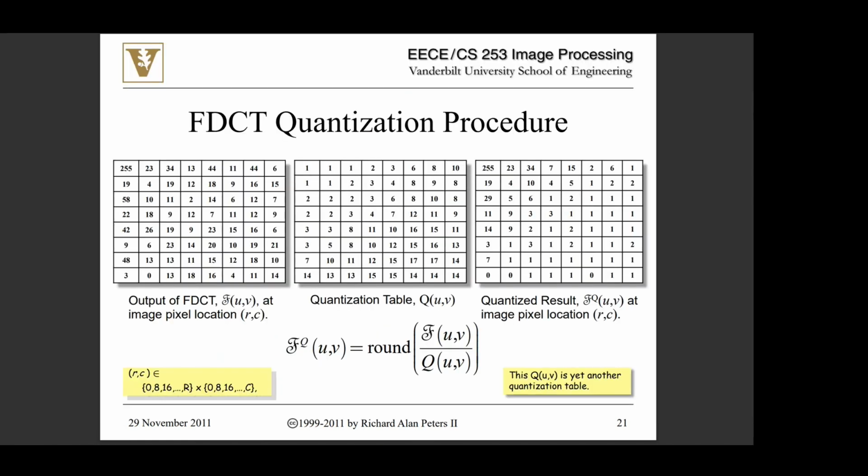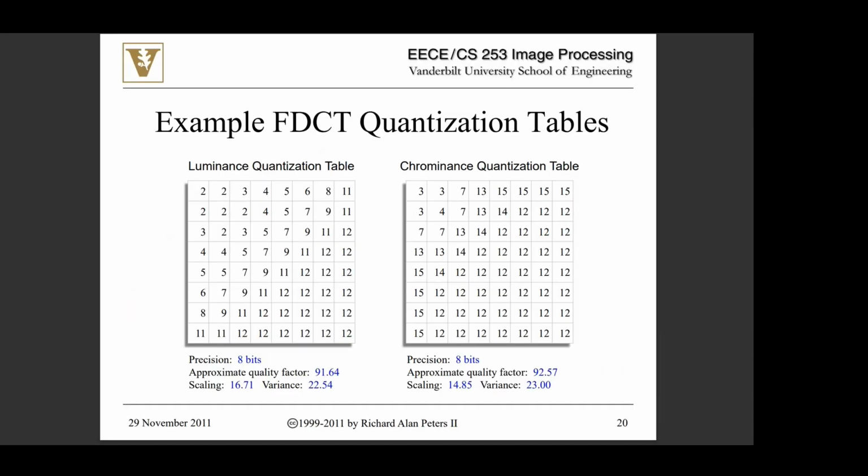But we will not divide by 2. We will divide by this table. So some of the coefficients we will divide by 2, but some other coefficients we will divide by 12. That means that here we are saving 1 bit, here we're saving between 3 and 4 bits, because it is between 2 to the 3 and 2 to the 4. So each coefficient is quantized in a different way.